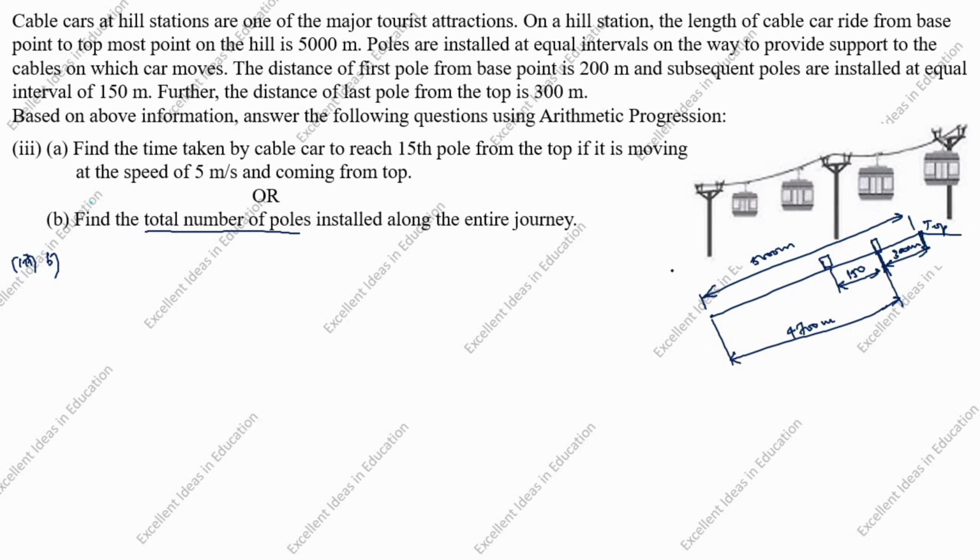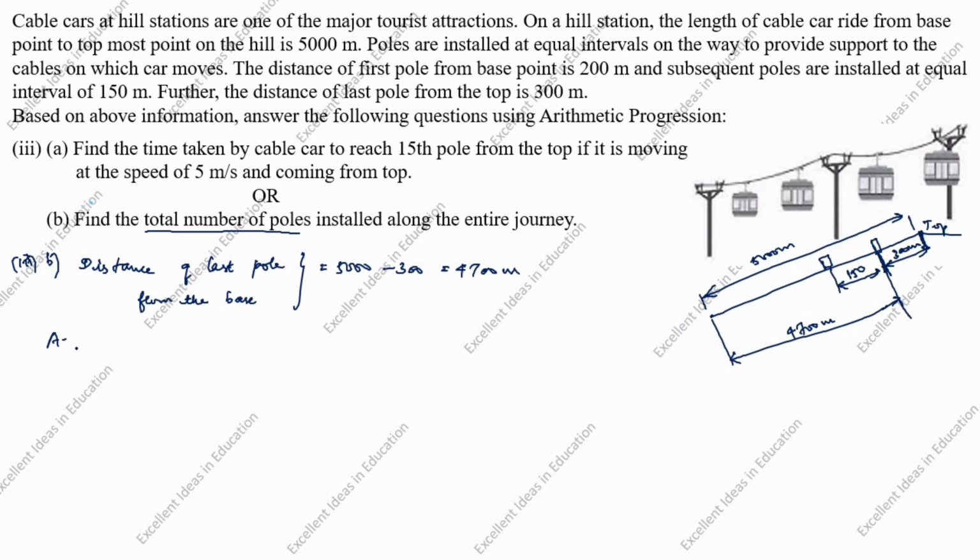4700 meter. In this question, you see, from the top to the last pole is 300. From base to top of the hill is given as 5000 meter. 5000 minus 300, so the end of the pole value is given as 4700 meter. Now we will write it as the distance of the last pole from the base is given as 5000 minus 300. We will get 4700 meter. From the base to the last pole, the distance is 4700 meter.